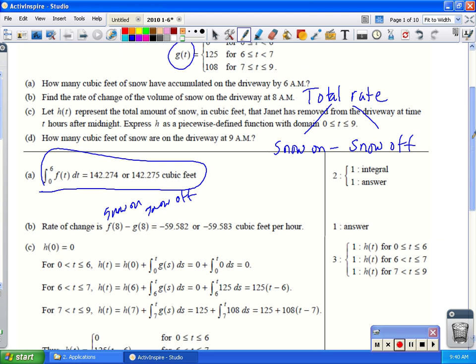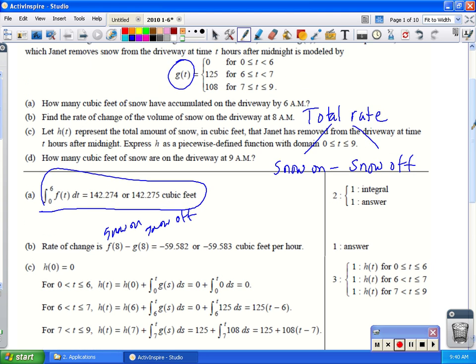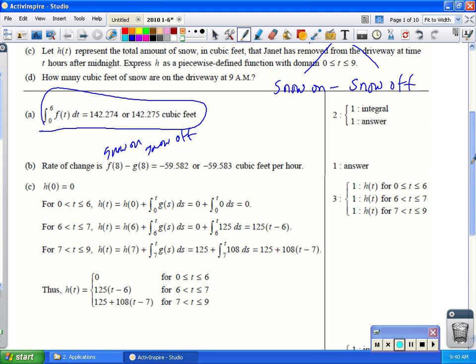Now remember, when you use your piecewise function, the number 8 is in this interval, so this is the function that you would use to find that value. And so it's just a simple subtraction problem. Again, it is a rate. Make sure you put the appropriate units.